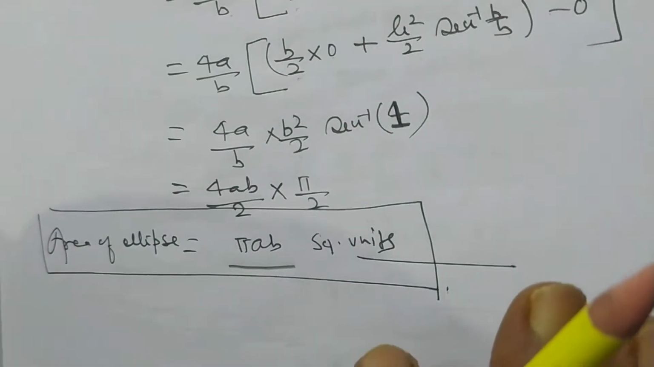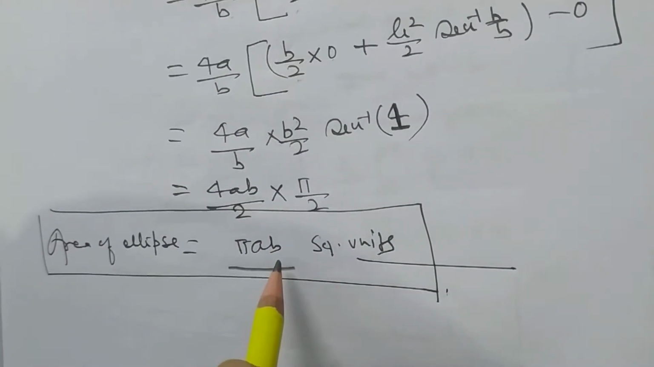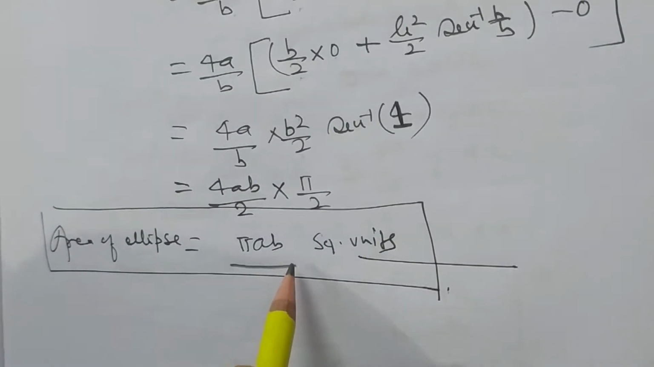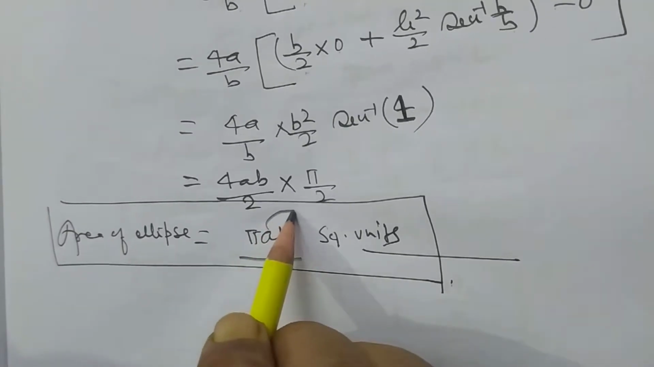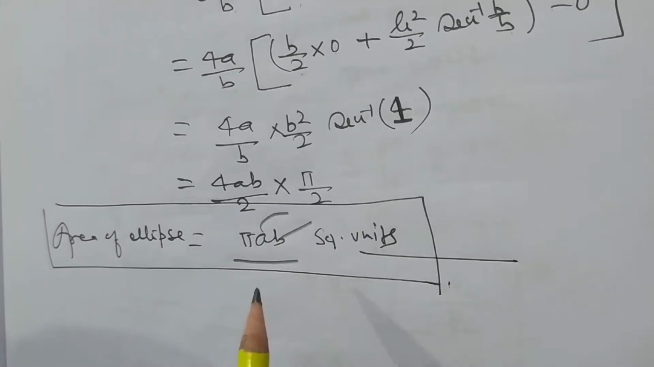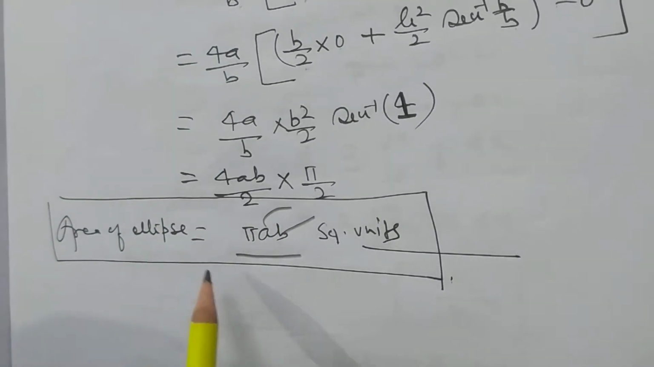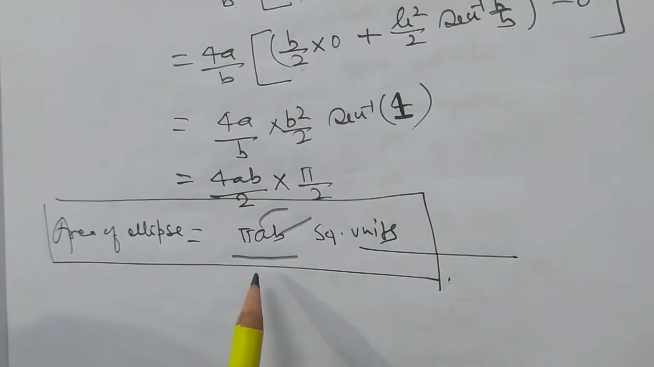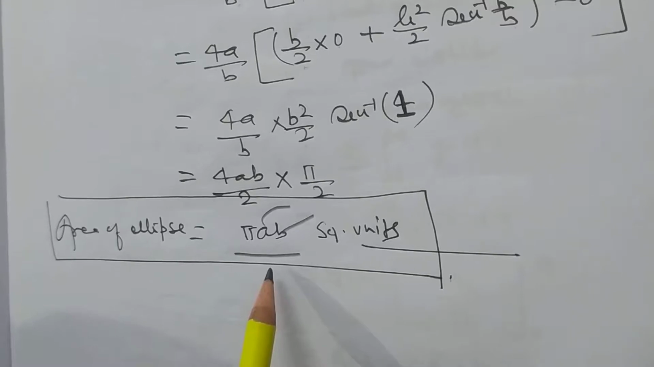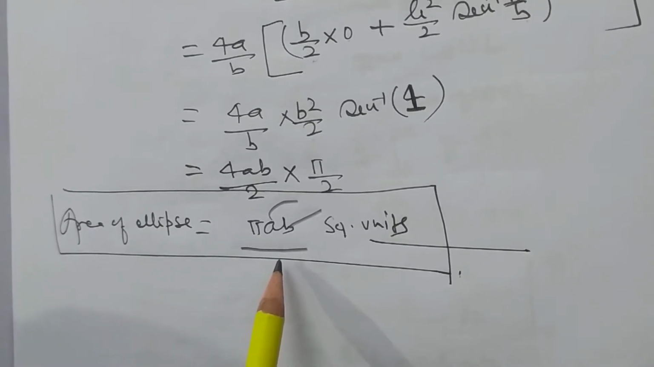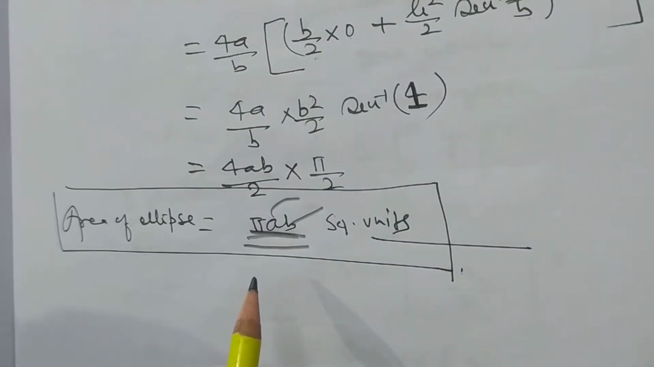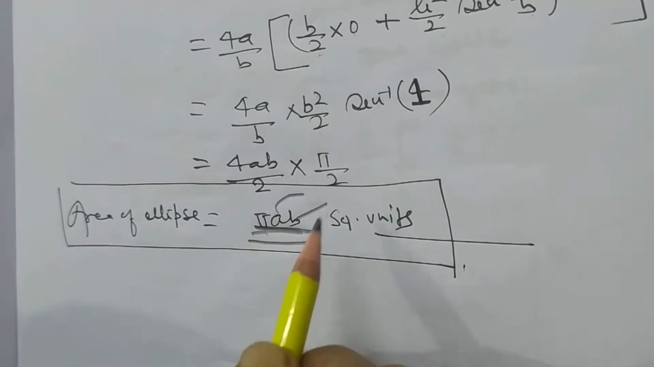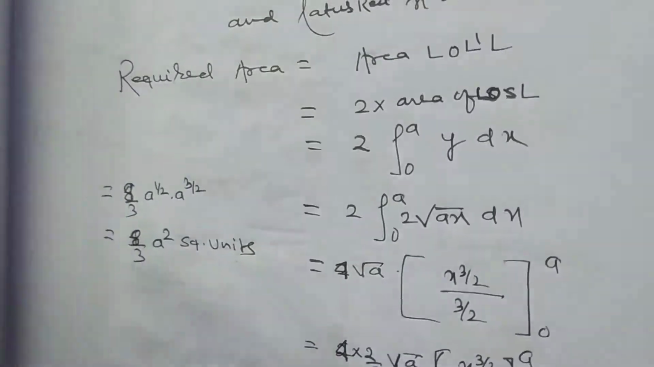My dear students, these problems are very, very important for the purpose of MCQ also. If the values of the minor and major axes are given, then you can easily find the area of this ellipse. So you must remember the general formula also. Area of the ellipse is equal to pi ab square units.